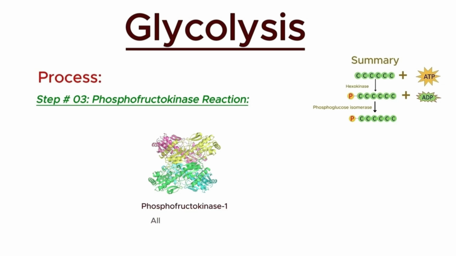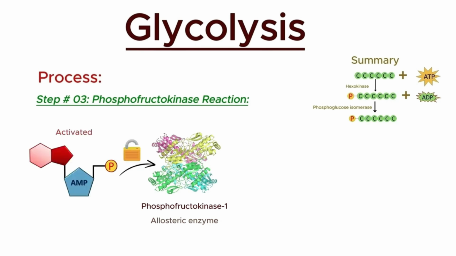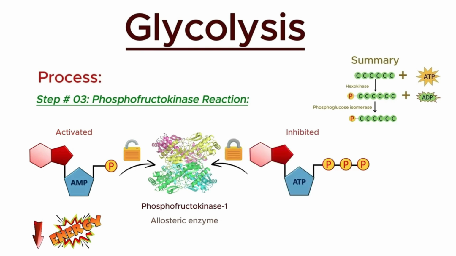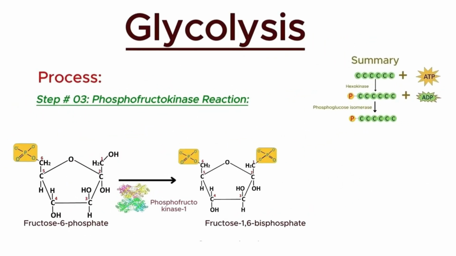Phosphofructokinase 1 is an allosteric enzyme, meaning its activity can be regulated by other molecules. It is activated by AMP, which signals low energy levels in the cell, and inhibited by ATP and citrate, which signal high energy levels. This regulation ensures that glycolysis proceeds when the cell needs energy and slows down when the energy supply is sufficient.